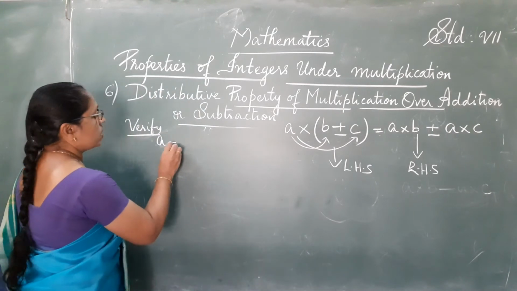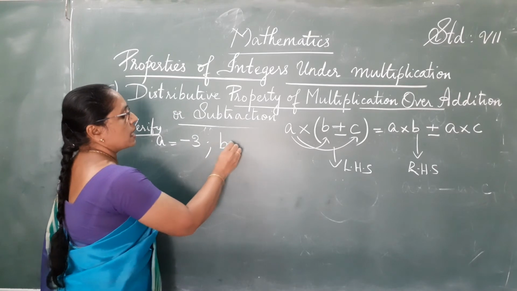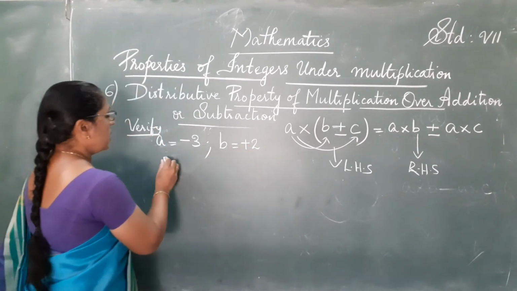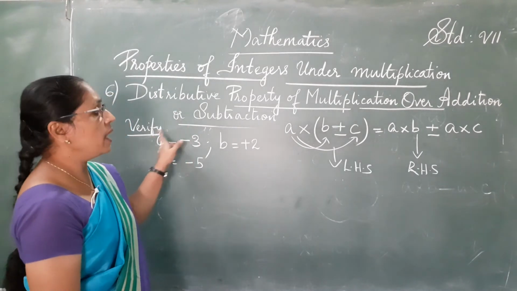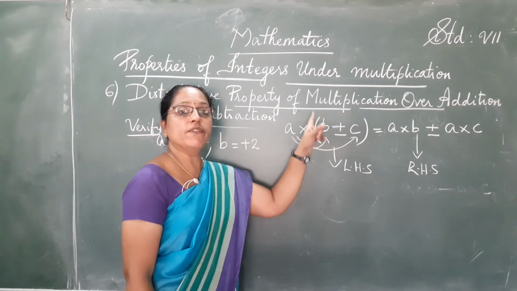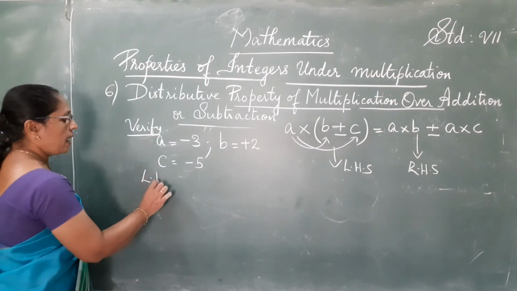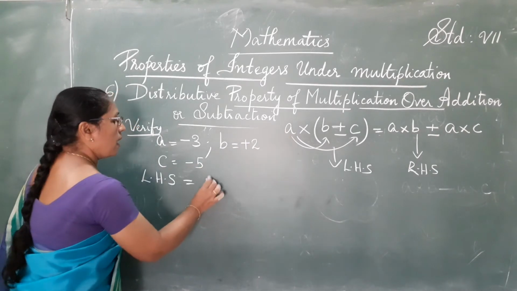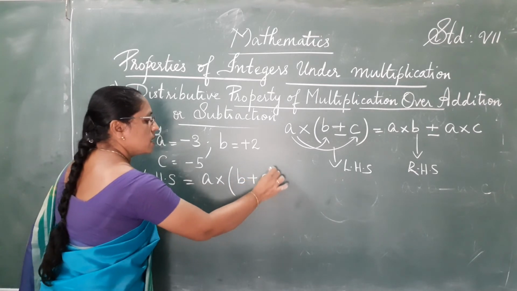For example, A equal to negative 3, B is equal to positive 2 and C is equal to negative 5. The question is to verify this property. Which property? The distributive property. Verify the distributive property. So what do we do first? We will solve the left hand side, LHS. What is our LHS? A into B plus C.